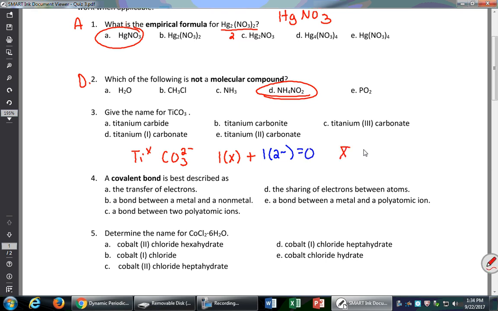So that means X plus 2- equals 0. So X must equal 2+. So that has to be specified in the name, titanium(II) carbonate. I did give partial credit for titanium(III) carbonate, but we only have 1-to-1. And I know that because I have the empirical formula. If this isn't in parentheses, we only have one ion of that polyatomic ion. If we have multiple, we have to put it in parentheses, like is shown up here.